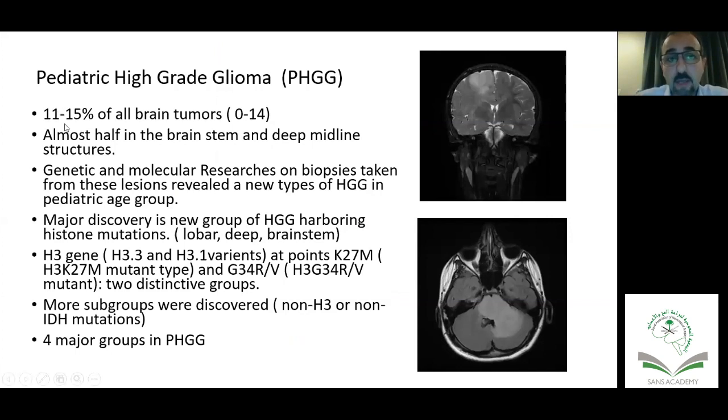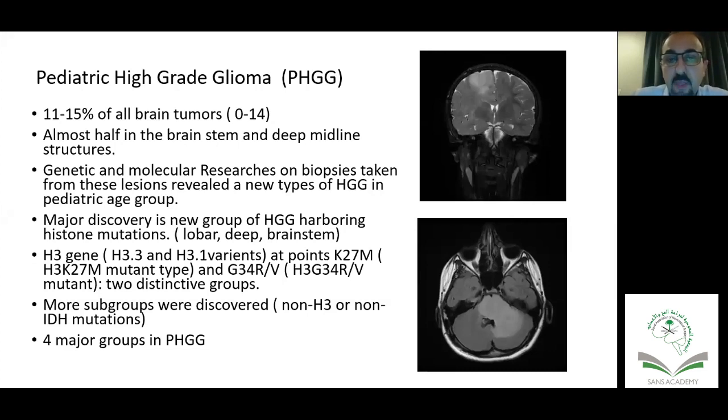So they account for 11 to 15% of all pediatric brain tumors, between 0 to 14. Now, half of them, this is important, half of them are in the brainstem and the deep midline structures, according to a lot of studies. And I'll show you our series, to see how common high-grade glioma is in the brainstem and midline structures. So brainstem glioma, we tended to treat them, since the 60s, 70s, whenever you see brainstem glioma in a child, it's radiotherapy.